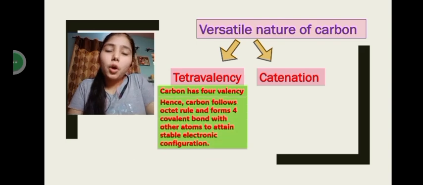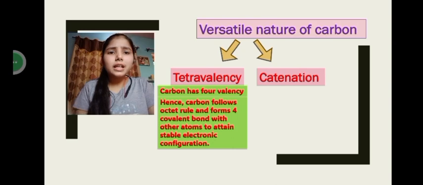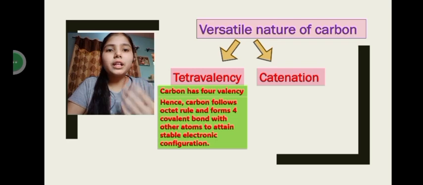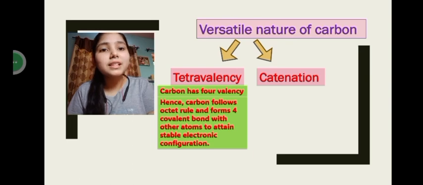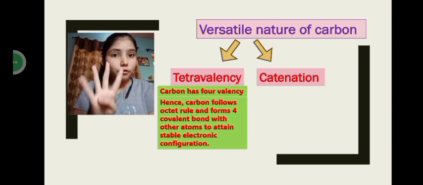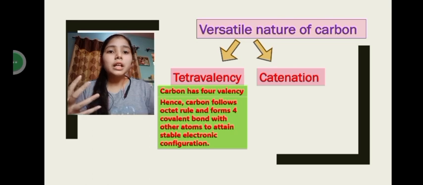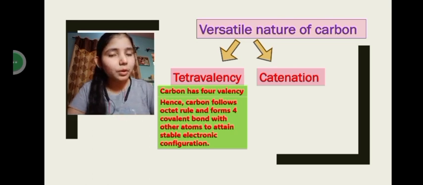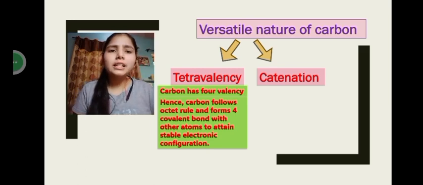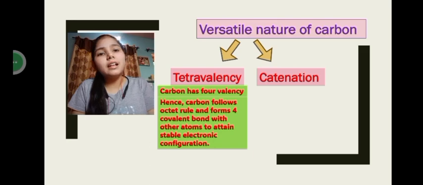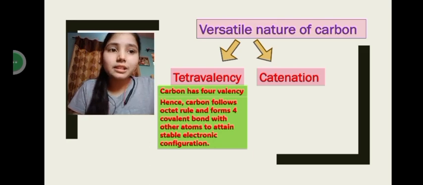Hence carbon follows the octet rule. So what is the octet rule? The octet rule means the last orbit should contain 8 electrons. Carbon has 4 electrons in its last shell, so it needs 4 more. So it maintains sharing. Sharing means covalent bond. That is why tetravalency is the term suggested. And why does it follow the octet rule? To maintain its electronic stability.